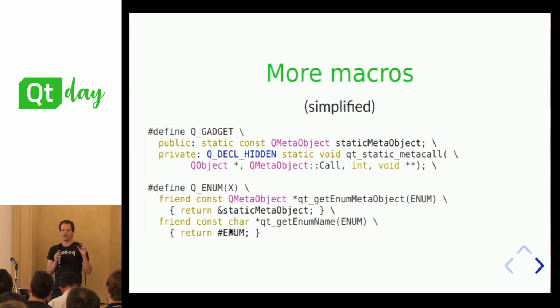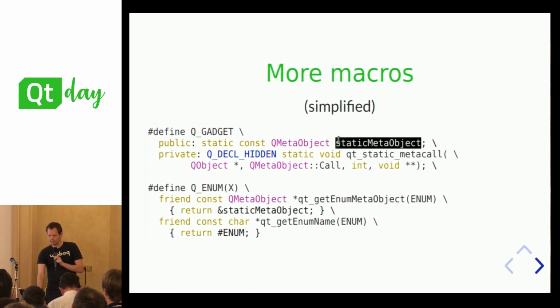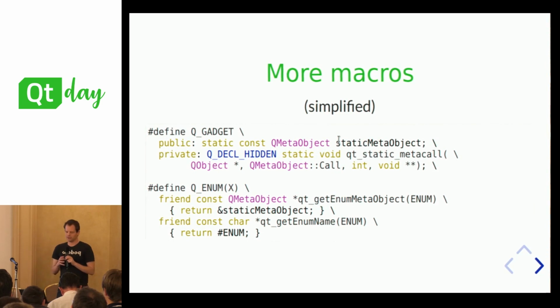You say Q_GADGET, and the moc will generate information for it. So that allows to have properties or invokable methods on a very simple class that you usually just copy around, and that can be exposed with QML. So Q_GADGET is a pretty much simplified version of QObject, which still has a static MetaObject, but does not have any virtual function. You can still expose it through QML because the meta-type system knows about it.